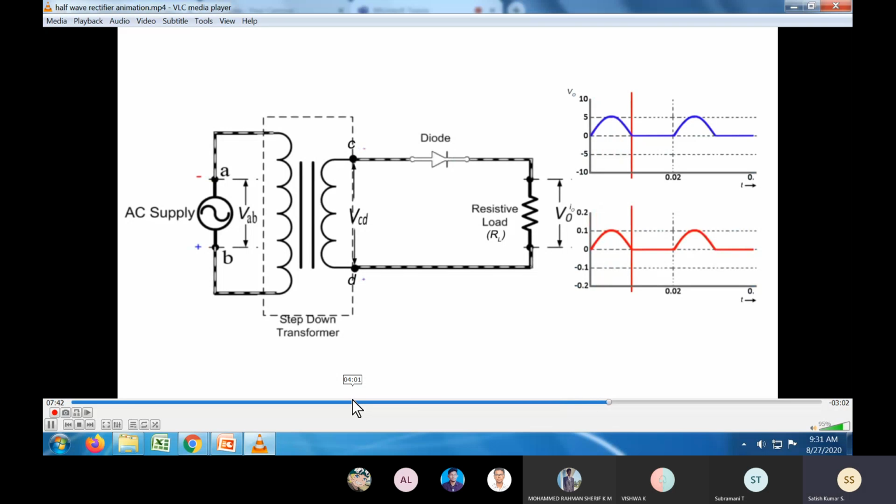During the negative half cycle, terminal C is negative and D becomes positive and the diode is reverse biased. Under this condition, the diode does not conduct and no current flows through the circuit. Therefore, during the negative half cycle of the input, no voltage appears across the load resistance RL. This process will continue until either the source or the load is disconnected.